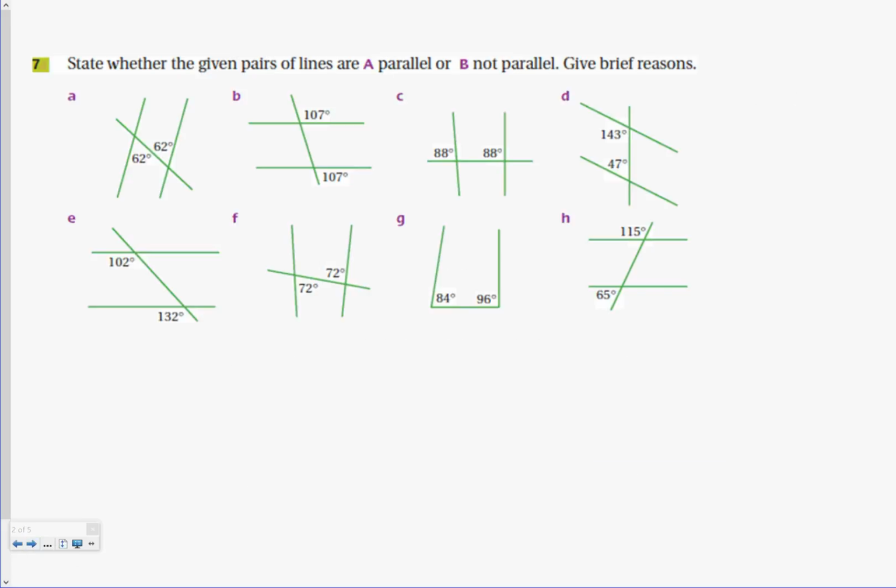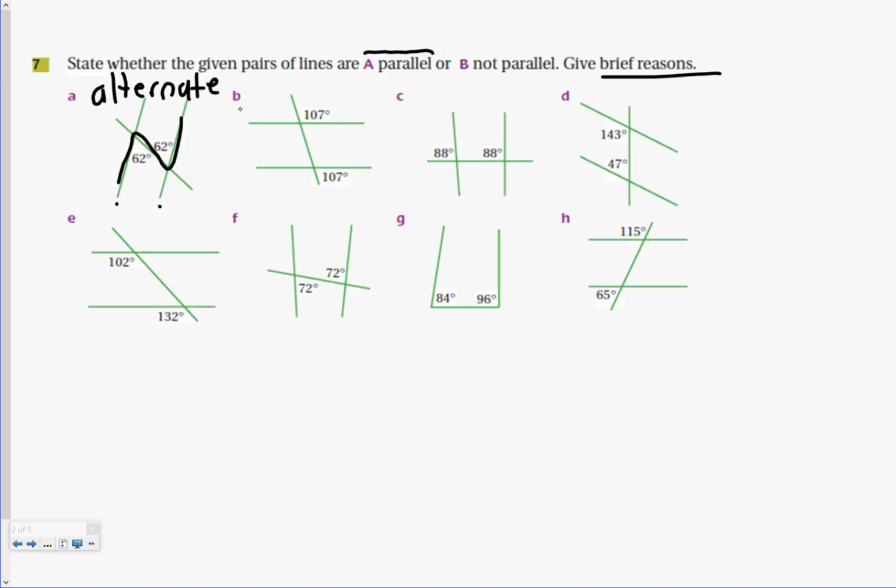Okay, so here's an example out of the textbook. The question is asking whether the lines are A, parallel, B, not parallel, and they would like us to give a brief reason. So we can apply the rules that we've just learnt. We've got in A a Z shape, indicating that we're dealing with alternate angles. And if these two lines are parallel, then these two angles will be equal, which they are. They're both 62 degrees. So the answer to the question would be that these lines are parallel, and the brief reason, it has alternate angles.